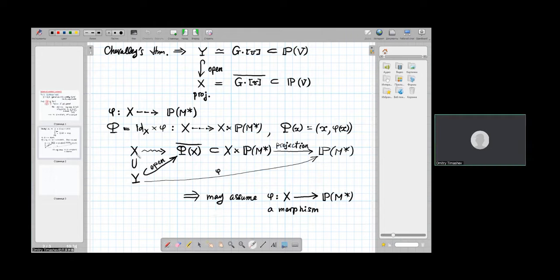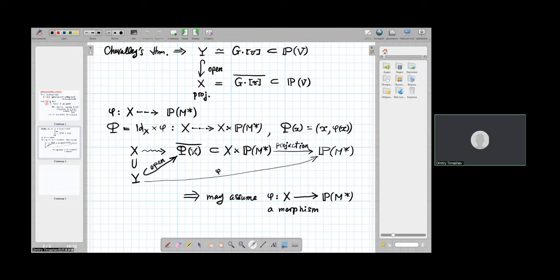Let me repeat that. Let us replace the initial X which we have constructed, which comes from the Chevalley theorem, with this variety. This variety is still an open embedding of Y, because if you restrict your map big phi on the open orbit Y, if you take this point x from Y, then you get this pair. So this map phi embeds Y in this product variety as a locally closed subvariety. And this means that Y can be considered as an open orbit in here.